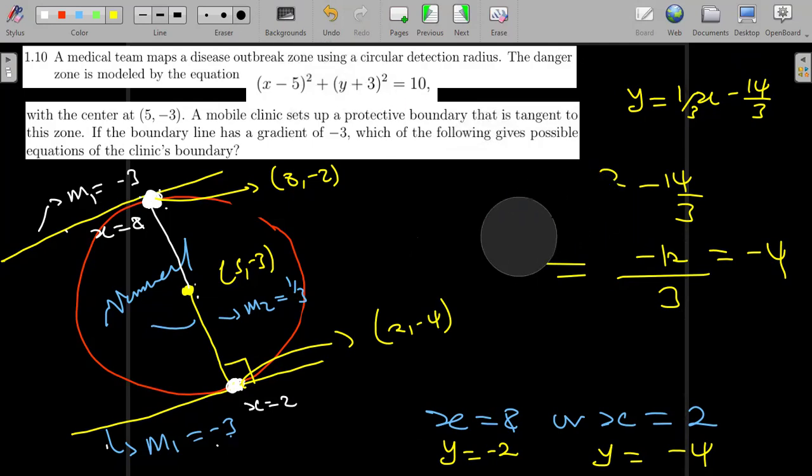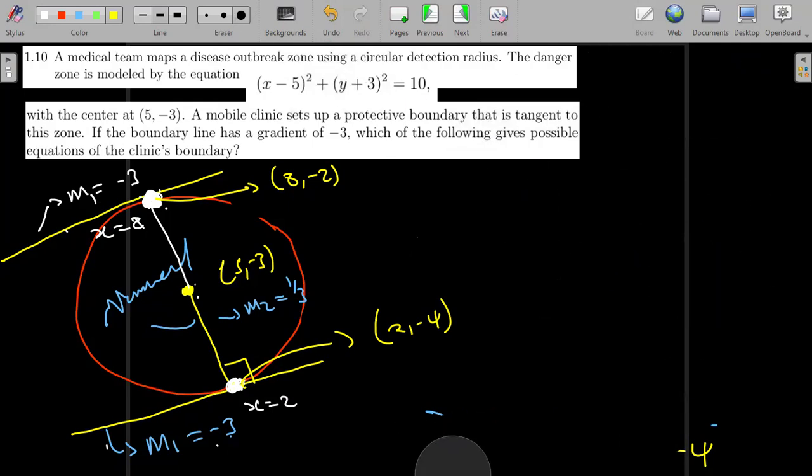Okay, so now we have the points and the gradient of these two tangent lines. So we can use that to find the equations. I'll start with this one here. We're going to say this is tangent 1, tangent 2.